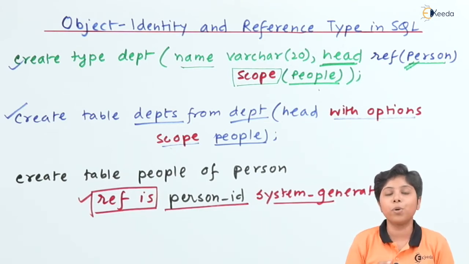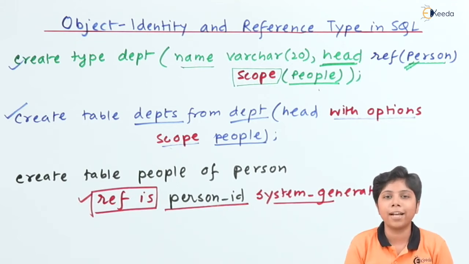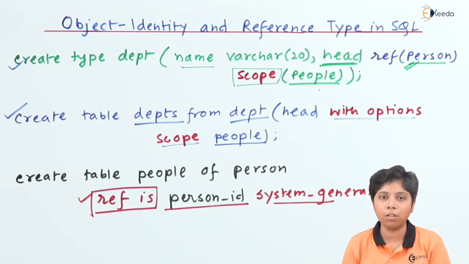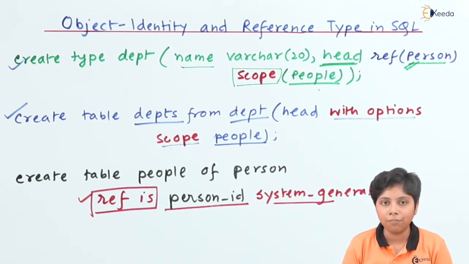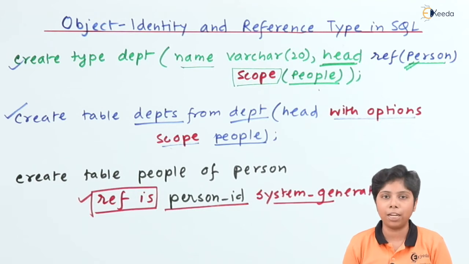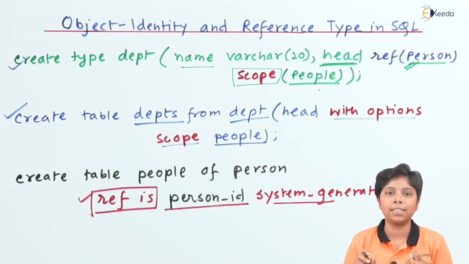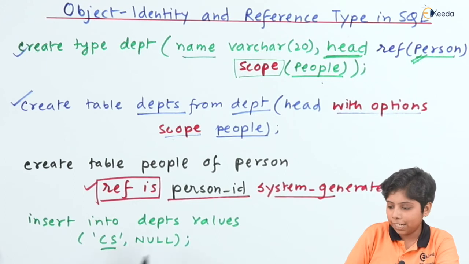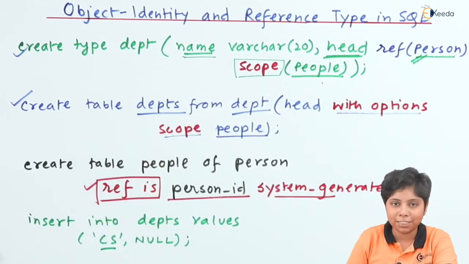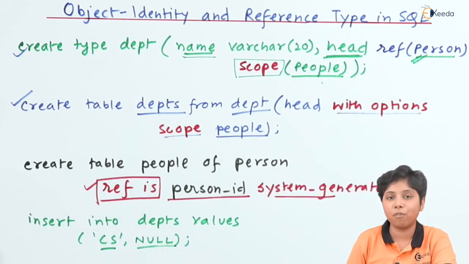Now, how do we create the reference to the actual value? To create the reference to the actual value, we need to first create the reference with a null value and then refer to the actual value explicitly. So to create the reference with a null value, we just insert into values with the referred field as null. See, CS is the name in the department table and null is the referred variable head here, which is referring to the person data type object.